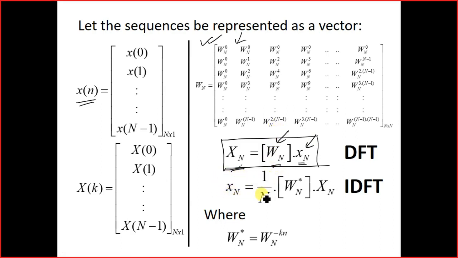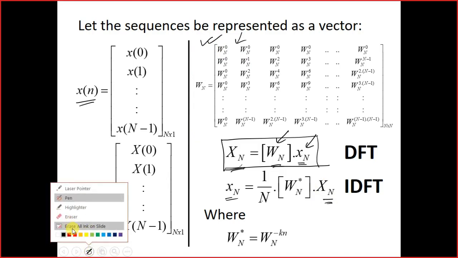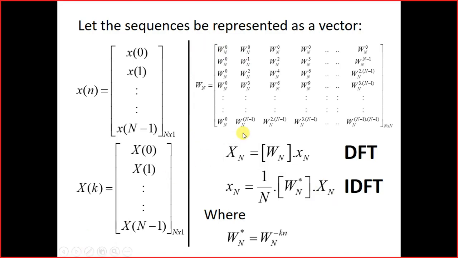And for x[n], that means the inverse Fourier transform, we have 1 by N multiplied by the Twiddle factor conjugate multiplied by X[k], which is the frequency component values. Okay, so if you see over here, you have to remember that we have a multiplication of k and n. So how do we get it?